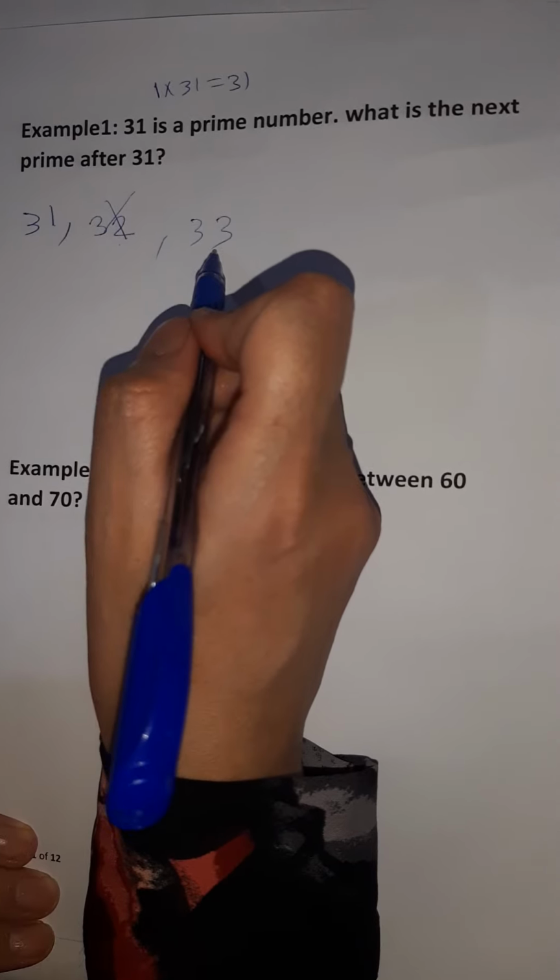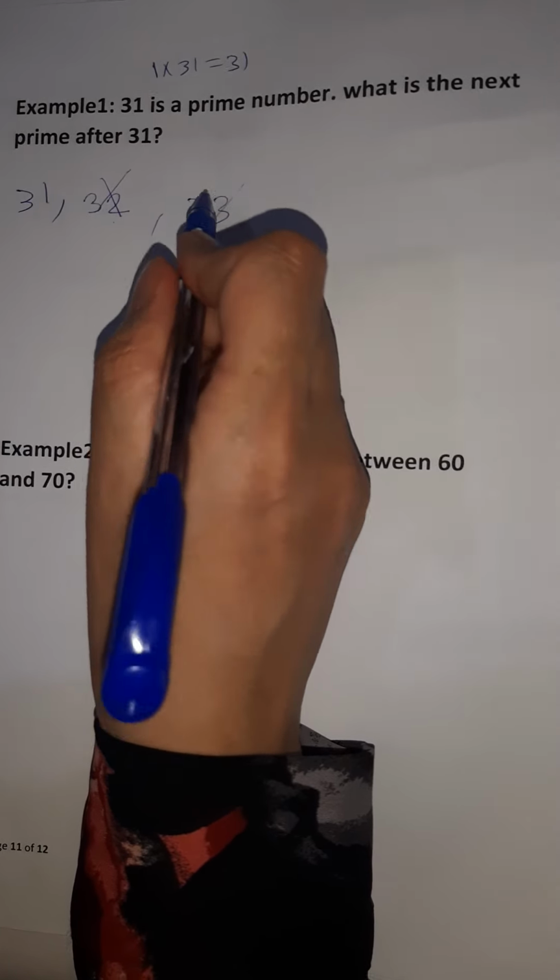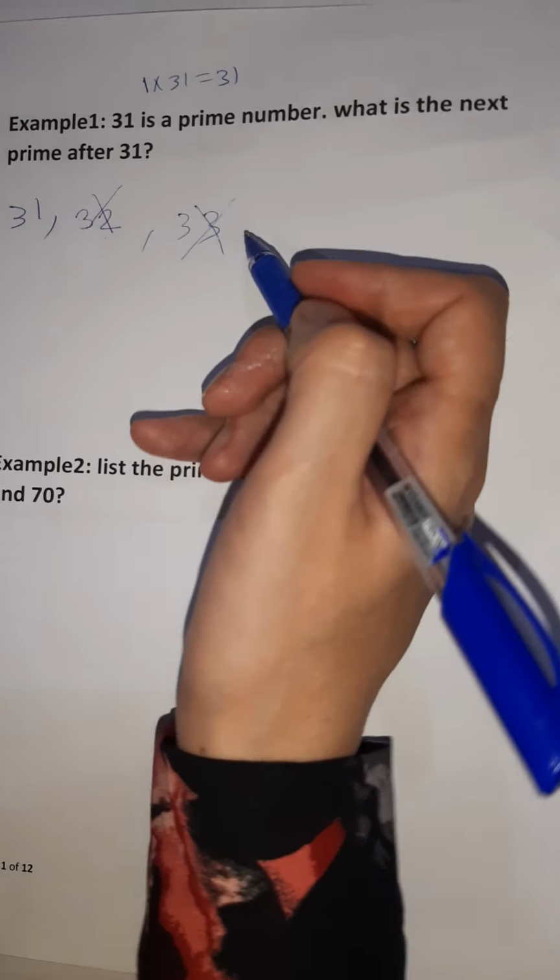33 is divisible by 3, since 11 times 3 is 33, so it's not a prime. There are other factors.